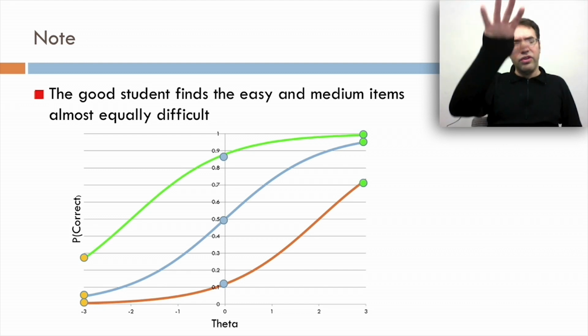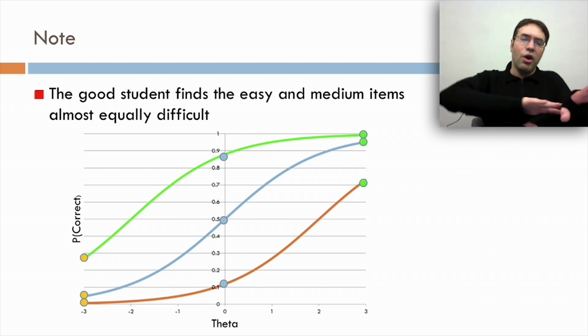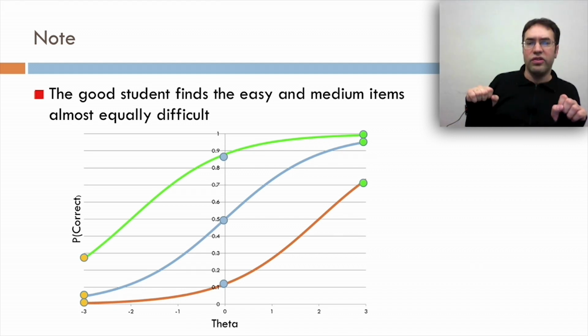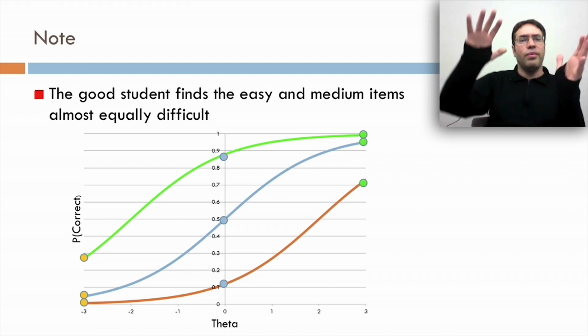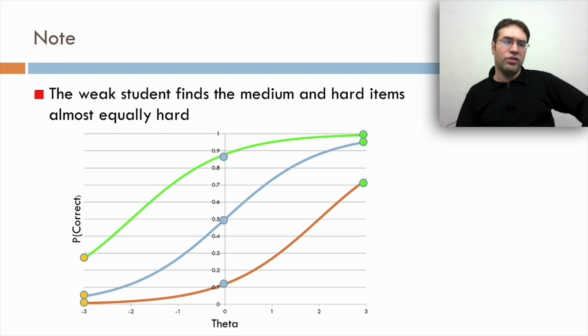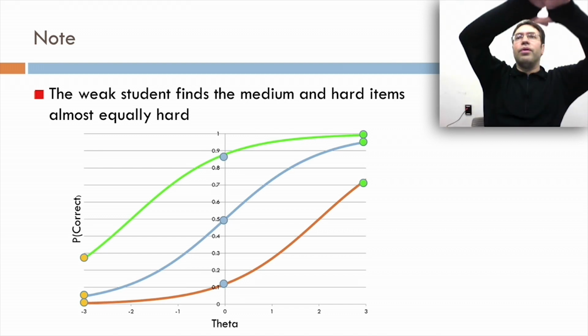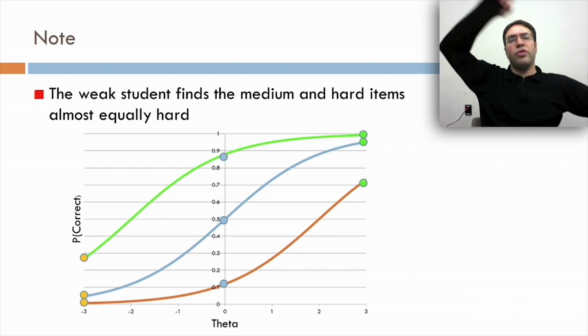Now you notice the good student finds the easy and medium items almost equally difficult. If you look over that top right corner of the graph, you can see that way up at the top, if the item is easy or medium, it doesn't really matter if the student's really good. Similarly, if you look down at the bottom, the weak student finds the medium and hard items almost equally hard. So IRT is most informational close to the middle for items and close to the middle for students.